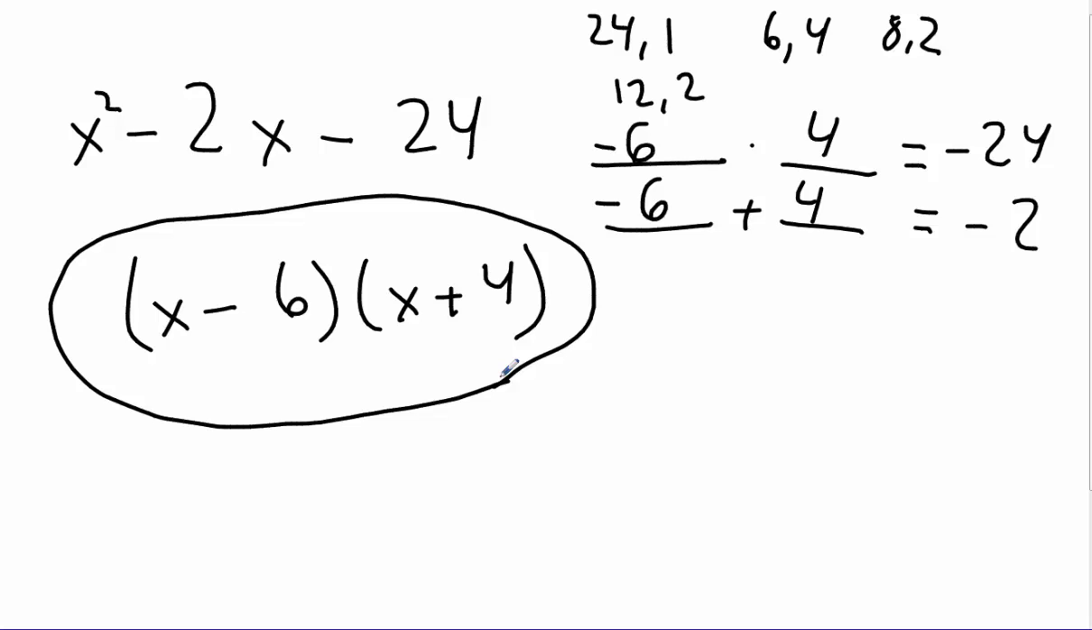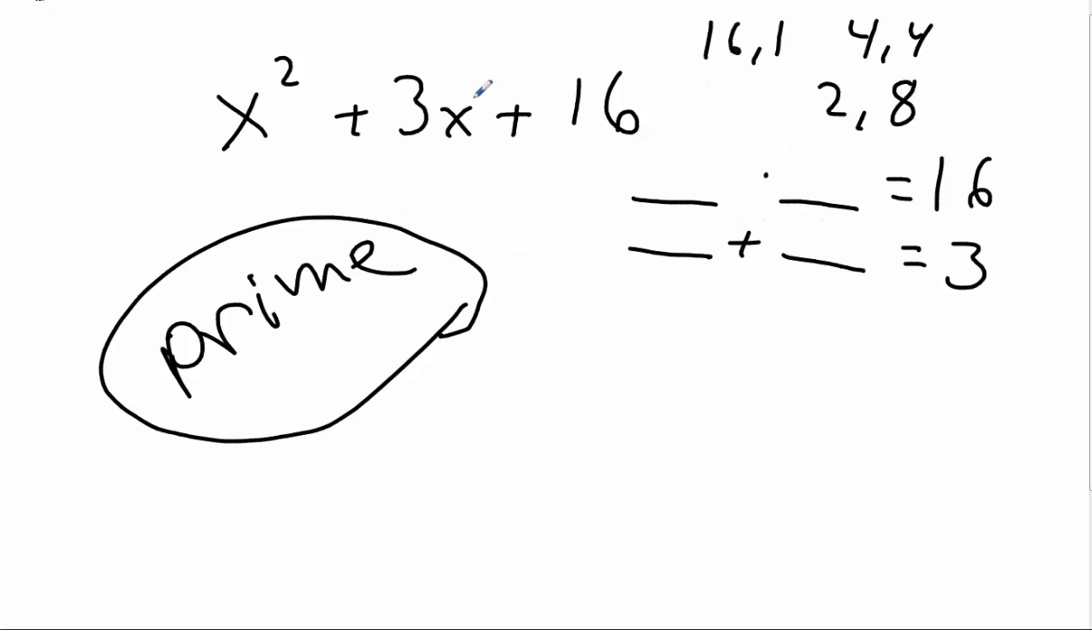Alright guys, so this is basically factoring a trinomial where you can't factor out a GCF and your leading coefficient is 1. Again, it's pretty easy to factor them, and like the last example, if you can't find factors that multiply to the last number and add to the middle, it is prime. So stay tuned for the next video and enjoy your day.